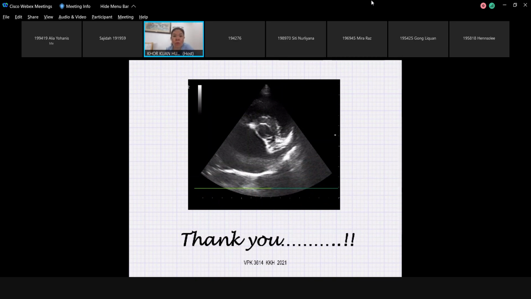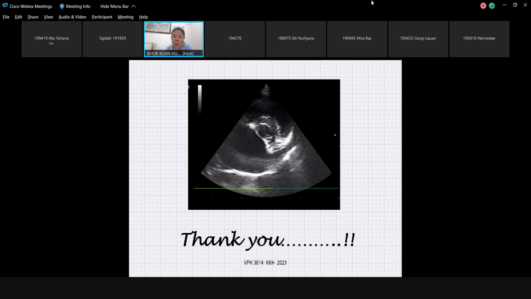What image is this? Short axis or long axis? Short. Short. What is this in the middle? Aorta. Good. What is this in the lower part? Left ventricle. Hey, wrong.